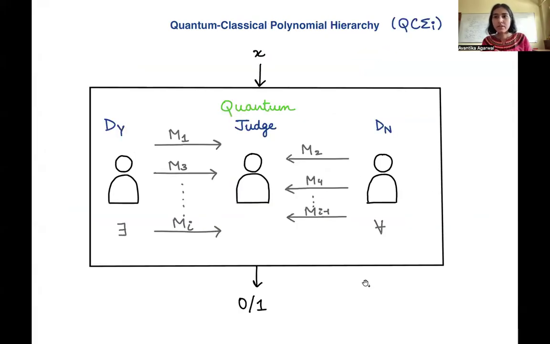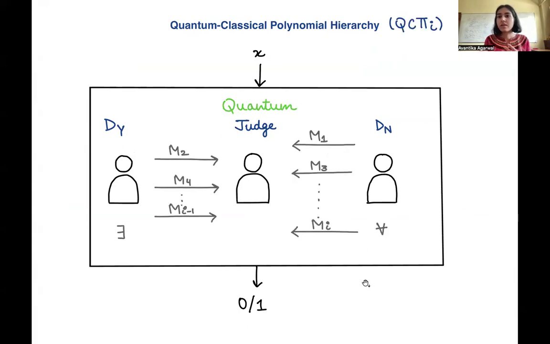And similarly, now we can define the quantum classical analog of the ith level of PH. So we can define the class QCΣ_i, where again we have a quantum judge. So this is an efficient quantum computer who is receiving i alternating messages from the two debaters DY and DN. So there are i rounds of classical debate, after which this efficient quantum judge will make a decision. Similarly, we can define QCΠ_i if the debater DN speaks first.